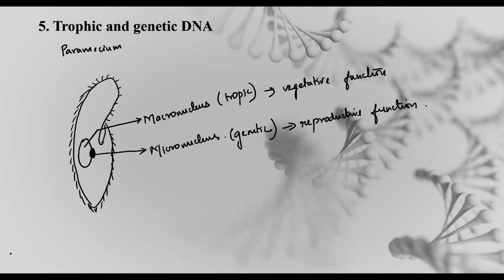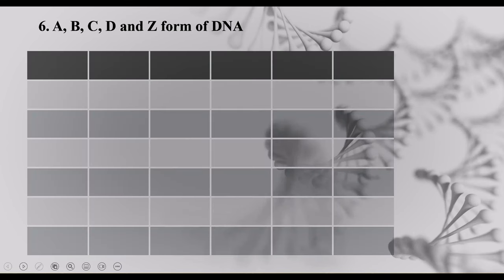So the example for this trophic and genetic DNA is paramecium. Okay, so it consists of two nuclei, that is macro and micro, which are called trophic and genetic. So this macro will be controlling the vegetative function and this micronucleus will be controlling reproduction. So this is all about trophic and genetic DNA. Okay, so this is very interesting.